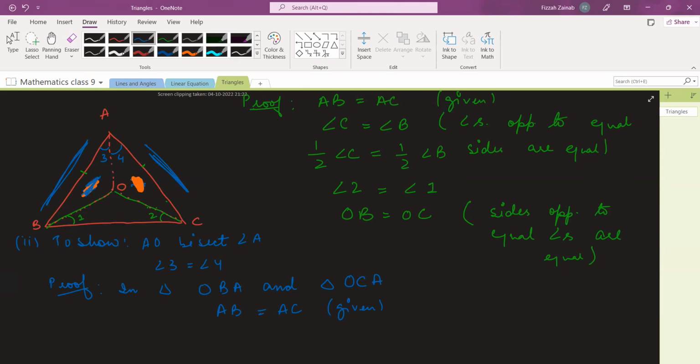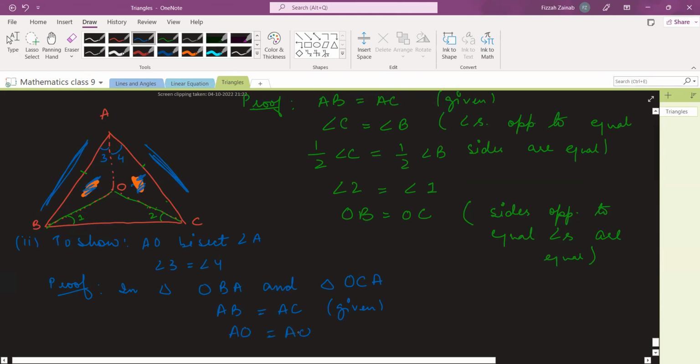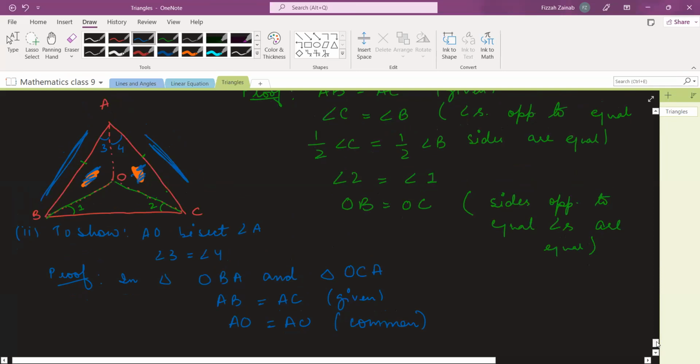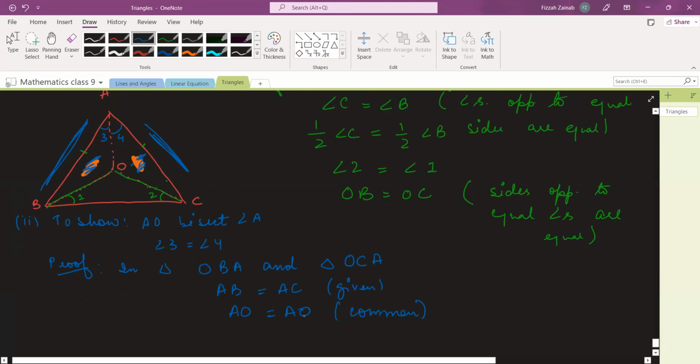I'm taking only these two orange triangles, right? Just forget BC. AO. Yes, very good. AO is equal to AO, right? It is part of both the triangles. Okay. So at least two sides I have got. So now third option, either I can show any other side which is equal or I have to take one angle which is equal, right? That's the only option.